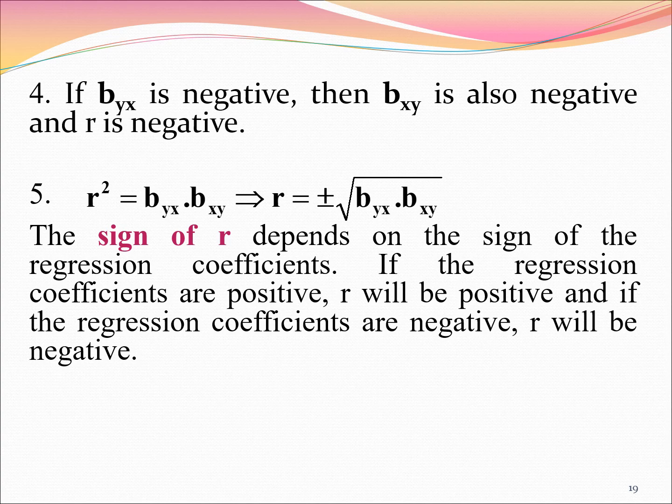But since both byx and bxy will be either both positive or both negative, the sign of r will depend on the sign of the regression coefficients. Though the product byx into bxy is always positive, if each of them is negative, r will also be negative.